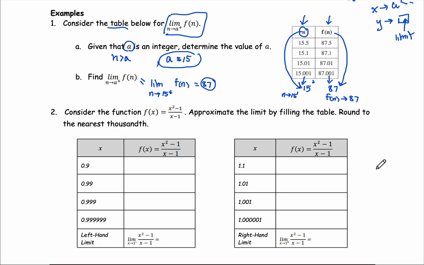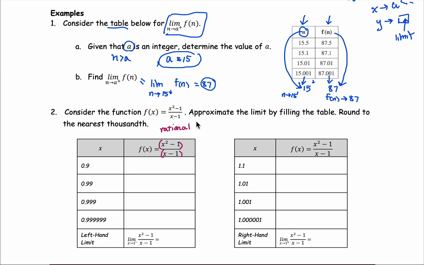For the next example, we have the function f of x equals the quantity x squared minus 1 divided by x minus 1. As you see, this is a rational function. I'm going to put a note here: rational, or ratio, or another way, polynomial over polynomial.